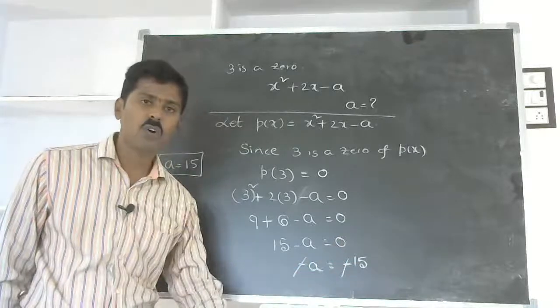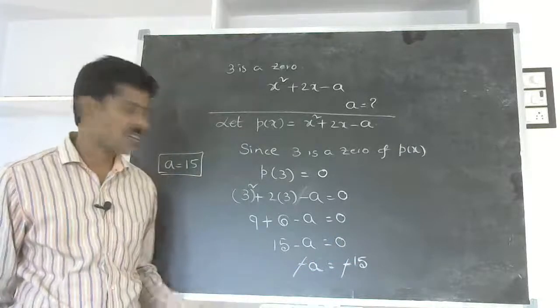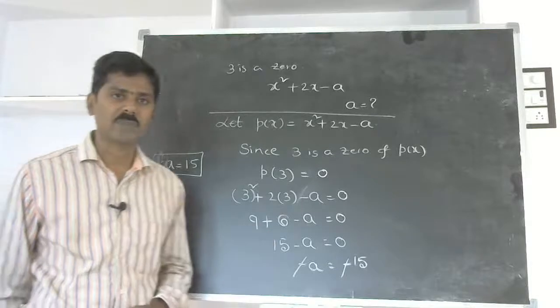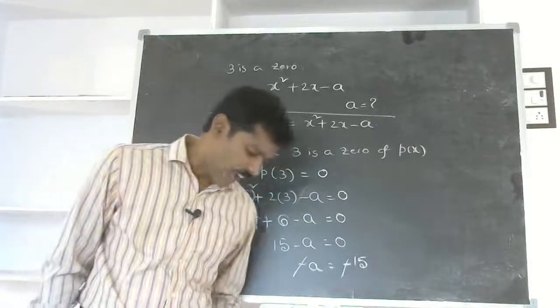Then both negative symbols are cancelled on both sides. Then I got a equal to 15. So that's the value of a.